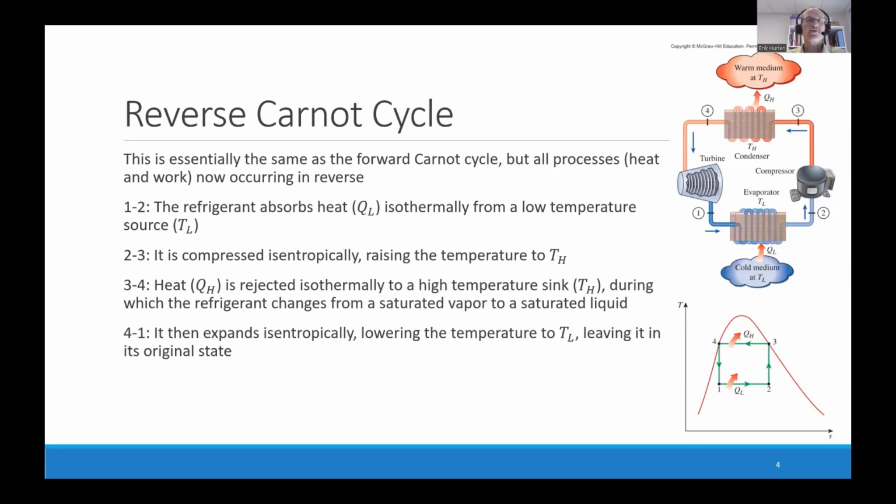From 2 to 3, we have isentropic compression, which increases both the temperature and pressure of the refrigerant using a compressor. From 3 to 4, there's isothermal heat rejection to a high temperature reservoir. In this process, the refrigerant changes from a saturated vapor into a saturated liquid in the condenser. And finally, from 4 to 1, we have an isentropic expansion through a turbine, lowering the temperature of the fluid and returning it to its original state. Over here, you can see a graphical representation of the cycle and all of the processes, as well as the TS diagram for this reverse Carnot cycle.